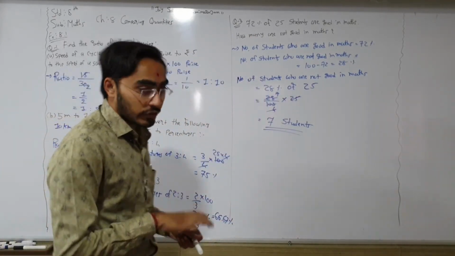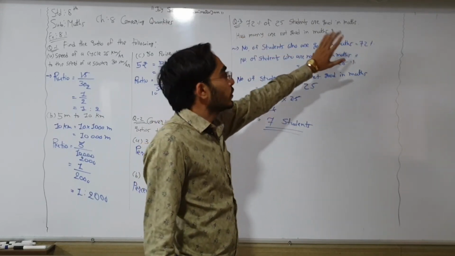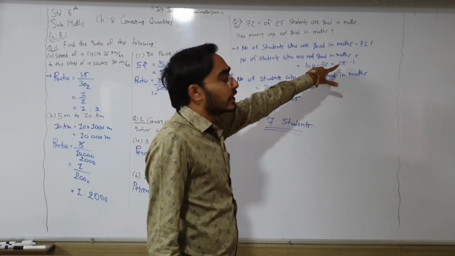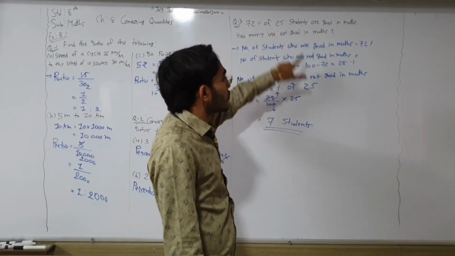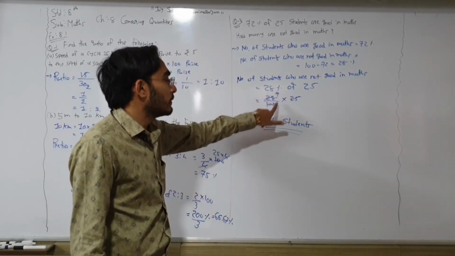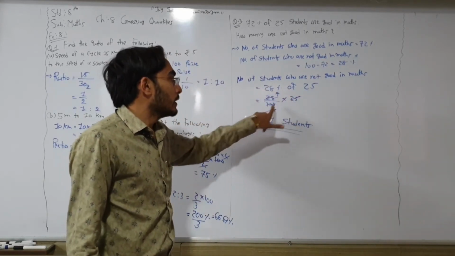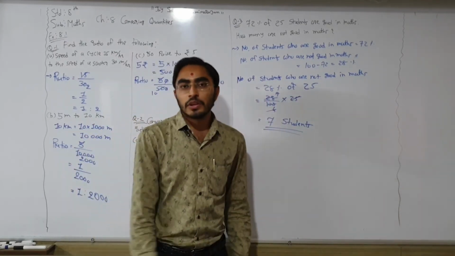Here we are using the second way. First of all, 72% are good in maths. So alternately 28% are not good in maths. So 28% of total students 25. So simplify this. Percentage means divide 100, of means multiply. 25 4s are 100, 4 7s are 28. So total 7 students.